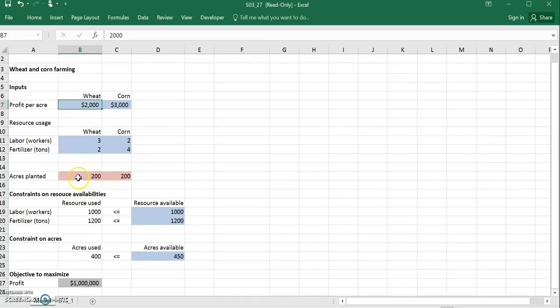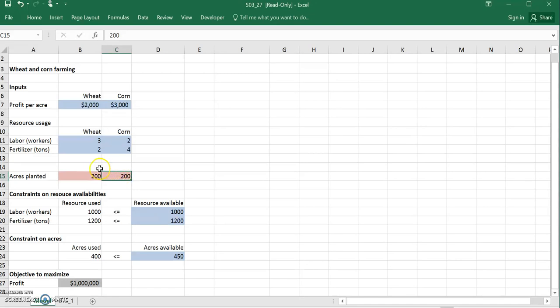And so what this is telling us is that we're going to plant 200 acres of wheat, and we're going to plant 200 acres of corn. So these are called our decision variables. This is what the farmer actually has control over in this prompt: how many acres of wheat to plant and how many acres of corn to plant.